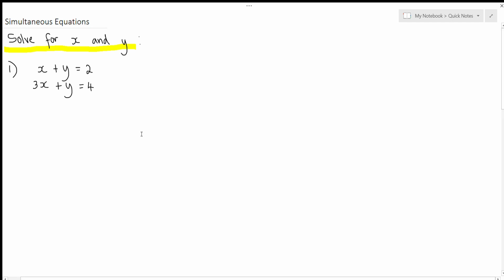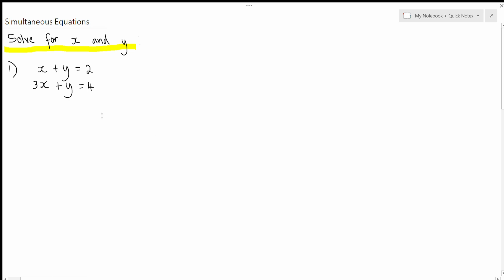Today I'm going to be going through simultaneous equations. This is where you solve for x and y. This is particularly focused on grade 10 simultaneous equations. The more advanced simultaneous equations I will do in my next video.